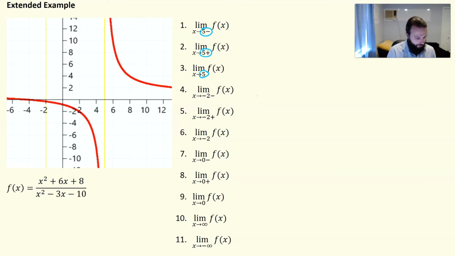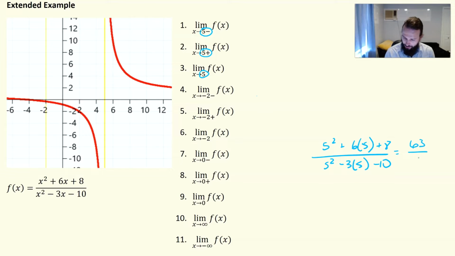Now, before we look at the graphics, let's just go ahead and put in 5. And what we're going to get is 25 plus 30 plus 8, which is 63. In the bottom, we're going to get 0, 25 minus 15 minus 10. So we know that this is going to be positive or negative infinity.